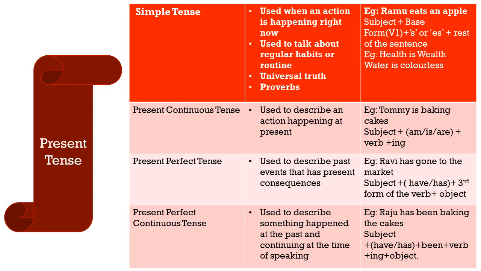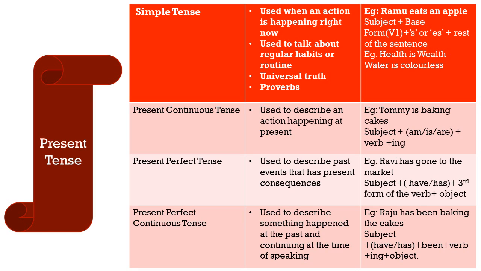Next, present continuous tense is used to describe an action happening at present. An example: Tommy is baking cakes. And the structure of this tense is subject plus am or is or are plus verb plus ing. Next, present perfect tense is used to describe past events that have present consequences. Example: Ravi has gone to the market. Structure of this tense: subject plus have or has plus V3, that means the past participle form of the verb, then the object.